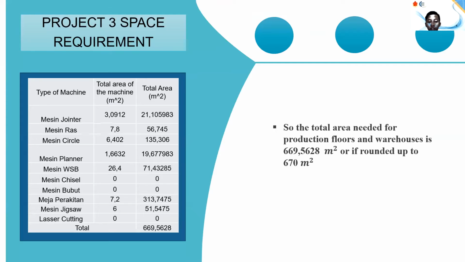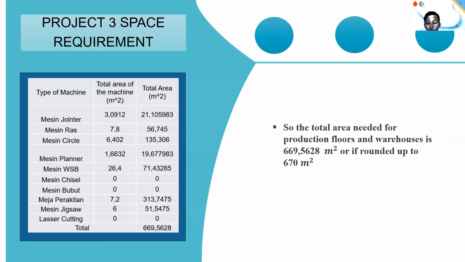In Project 3, space requirement, we calculate the total area needed for the production floor and warehouse. For example, for the jointer machine, we get a total area of 21.1 square meters. We get this by considering the distance between operators, work in process, product area, machine area, number of machines, and aisle.